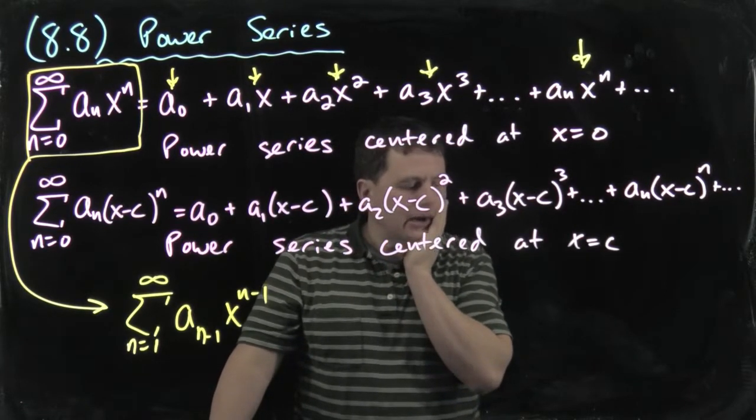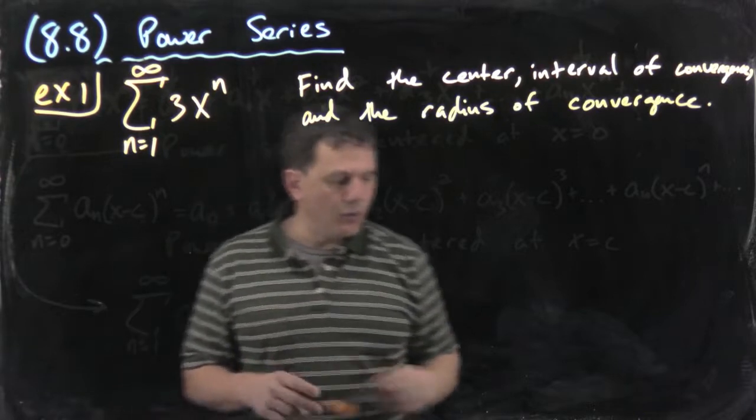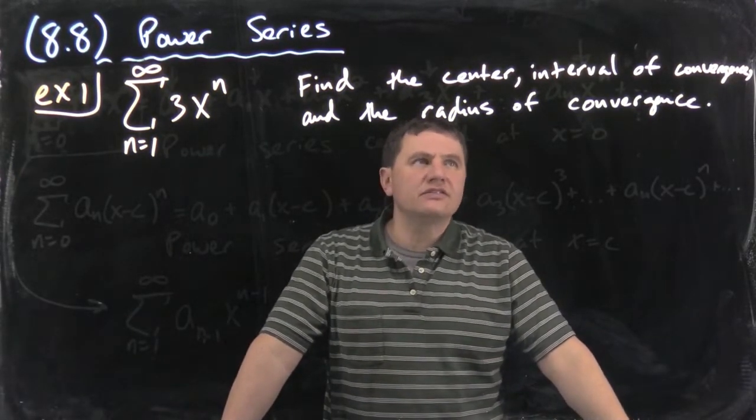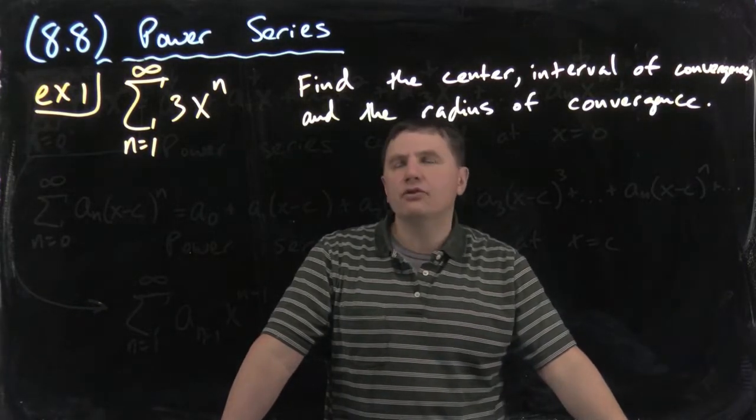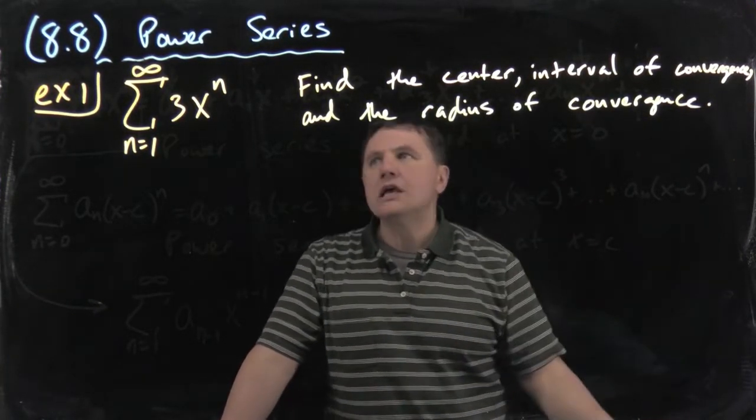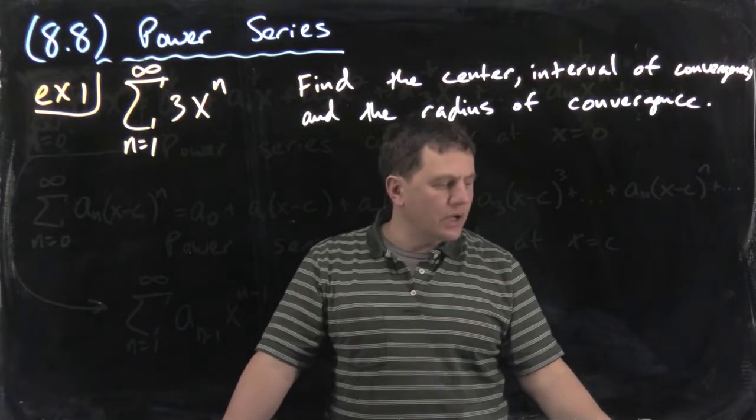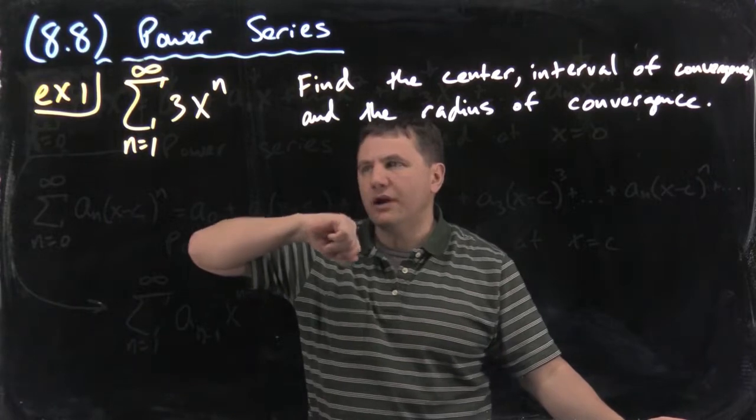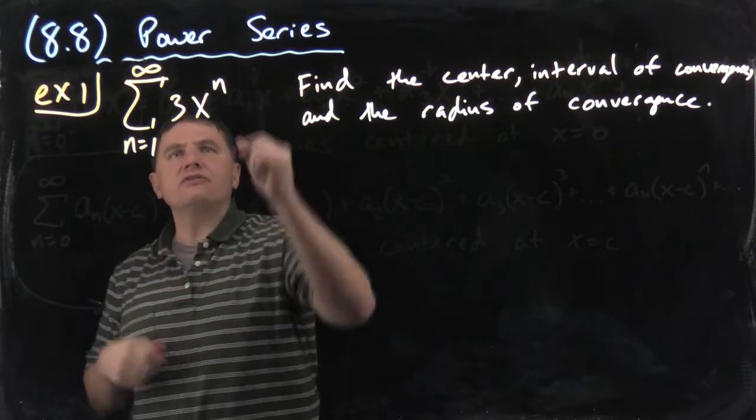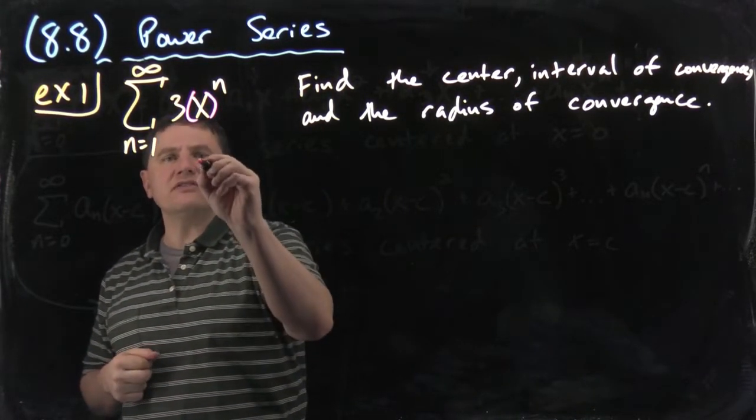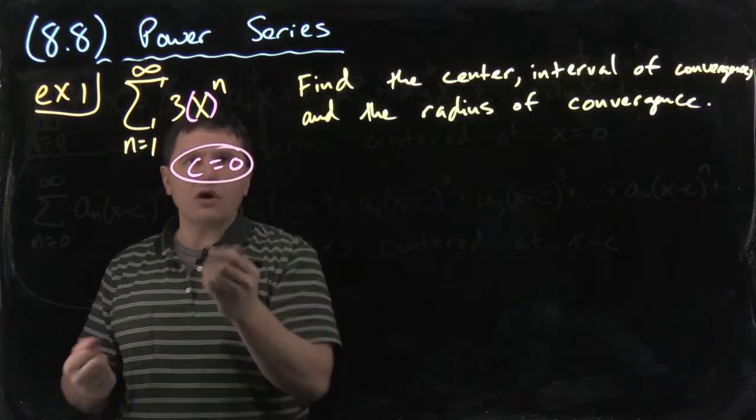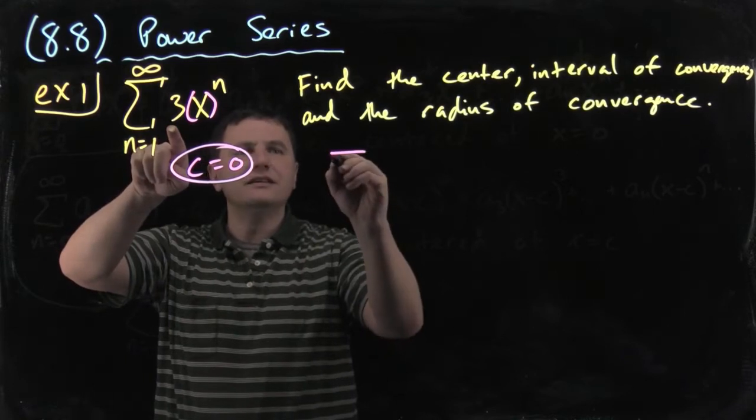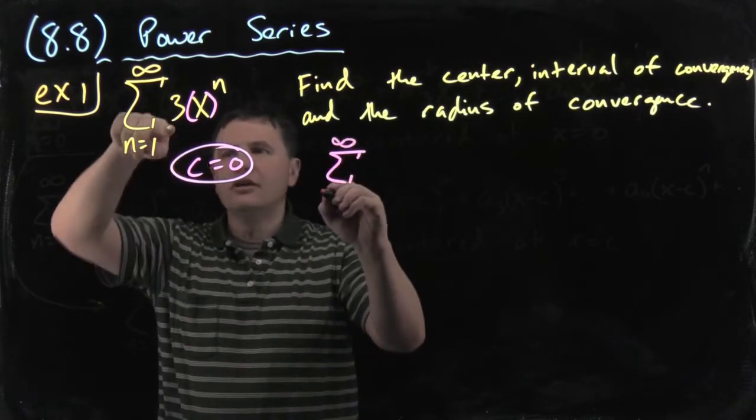Okay, example 1, we're going to start really basic here. So we want to find the center, the interval of convergence, and what is called the radius of convergence. This is actually one we did earlier, and really this is quite nice because we can see this is geometric. Now before I do that, realize the center is just based on this, so my center in this case is just simply 0.